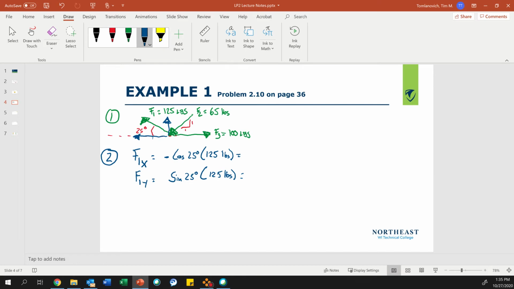So let's do that quick. Cosine of 25 times 125, I get 113.3. Negative, don't forget your negative, 113.3 pounds. Sine of 25 times 125, that is 52.8 pounds.